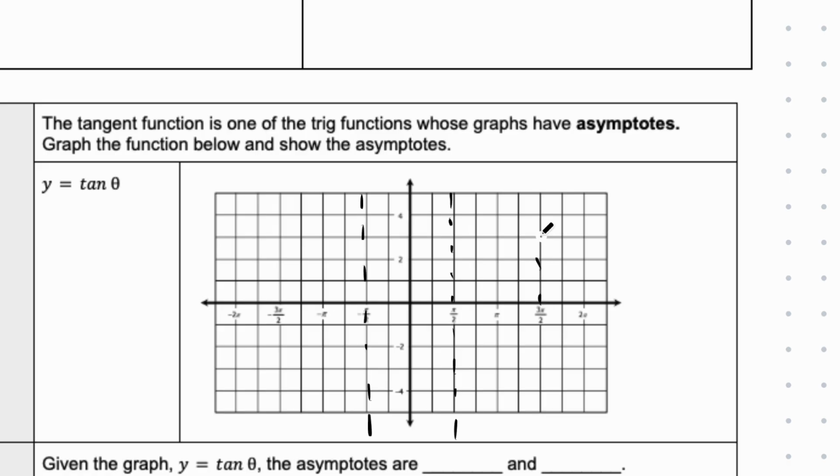Okay. So here are our asymptotes. Now, whenever you're having trouble graphing, it doesn't matter what function it is, just start plugging in points. So let's plug in 0 for theta. This is going to be theta. This is going to be tan. So when theta equals 0, what is our value of tangent going to be?